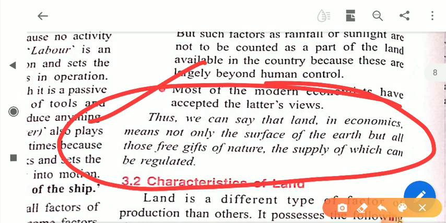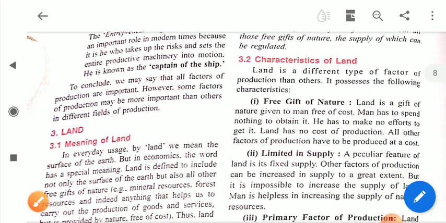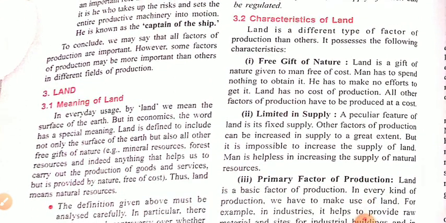Okay, land in economics means not just the surface of earth, but all those free gifts of nature, the supply of which can be regulated. The supply which you can regulate is simply part of land. So I hope the definition of land is clear to you. Now next is the characteristics of land. What are the different characteristics of land?